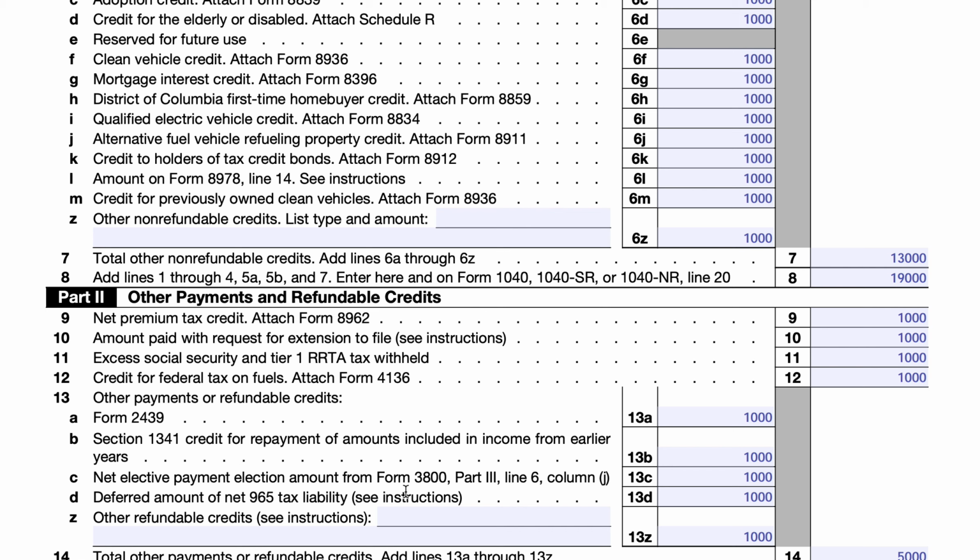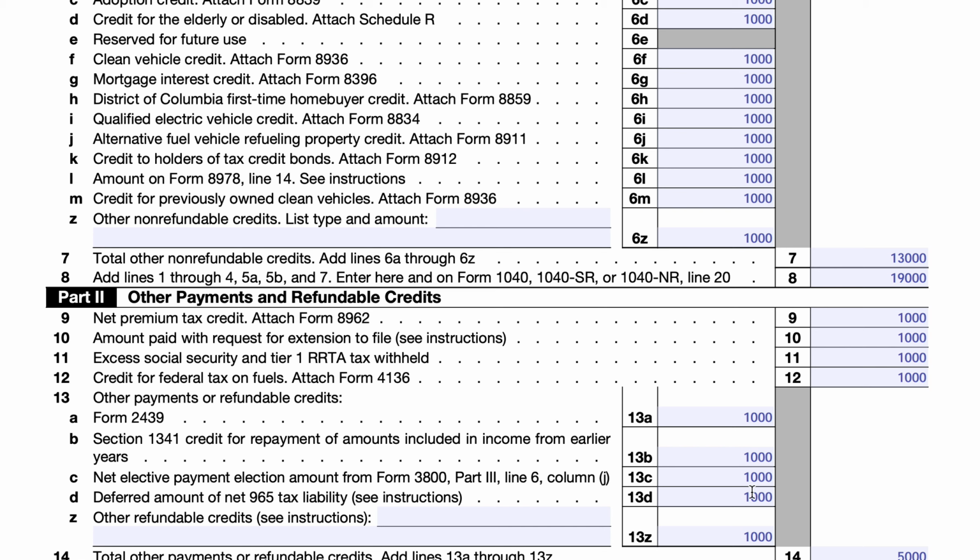The net elective payment election amount from IRS Form 3800, the elective payment election amount. That really sounds like it comes from the Department of Redundancy Department, but that's an official IRS term. It's in the instructions, and if you have to complete IRS Form 3800 and you made that election payment, you would put that here. A deferred amount of net 965 tax liability. If that applies to you, then you would enter that amount here.